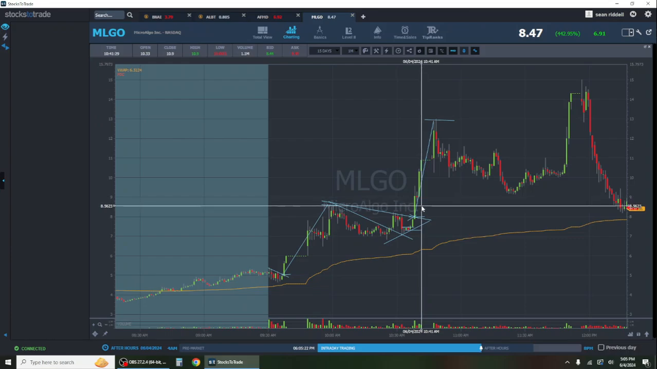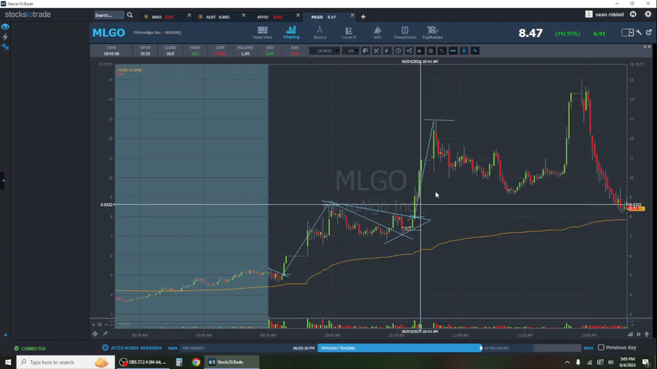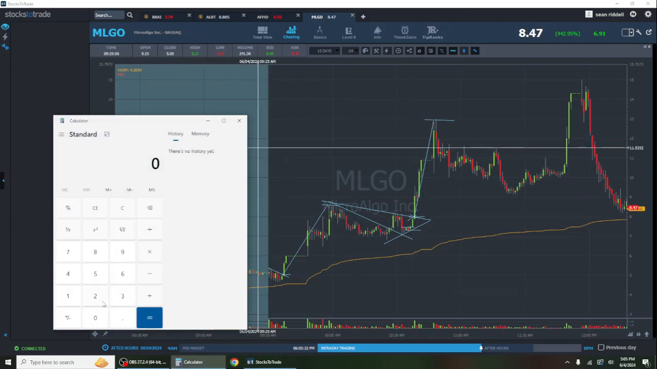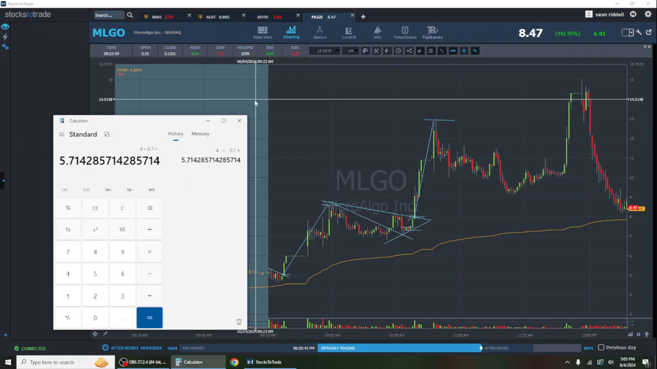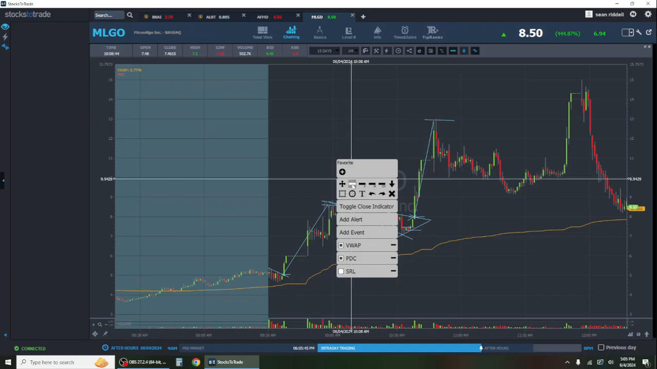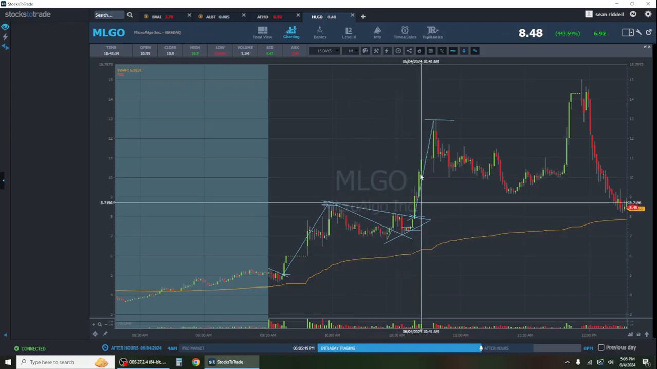So $4 a share, and you're having to risk 70 cents. That's not 20 to 1 risk reward, but still worked the first try. So what is this? 4 divided by 70, roughly 6 to 1. Yeah, not ideal. I mean, I guess if you did, no, I can't justify this.